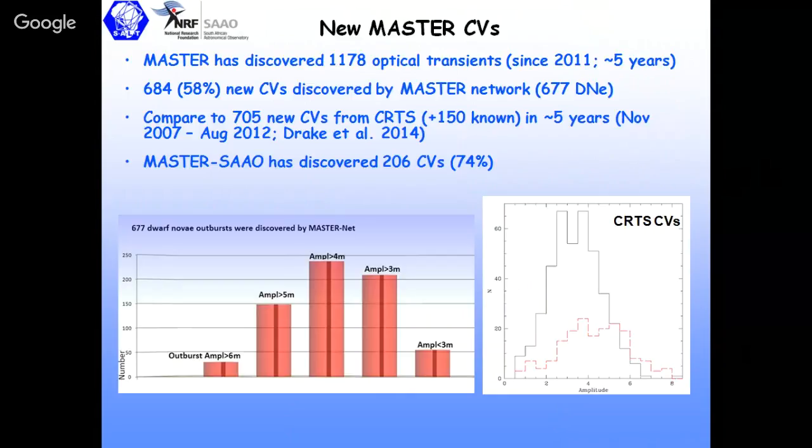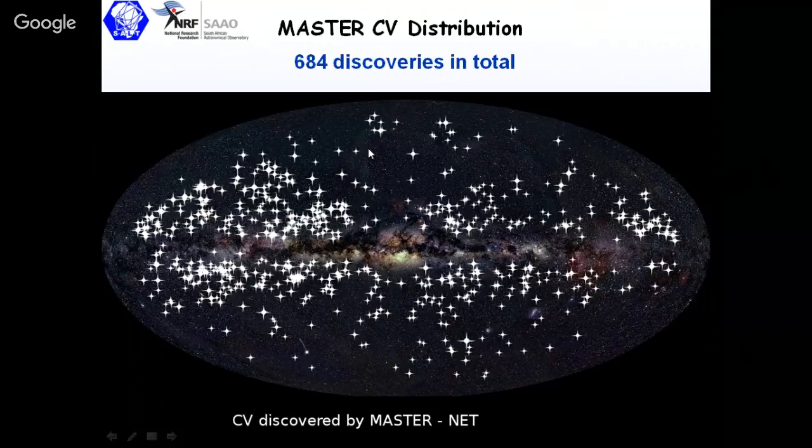And on the right here is a distribution also from the Catalina real-time survey, which shows, I think, quite a similar distribution to MASTER. And the fact that Catalina has now ceased to operate in the southern hemisphere means that MASTER is really the only facility now which is able to continue to discover CVs, apart from maybe facilities like ASAS-SN, which are of course dedicated to supernovae. So here are all the CVs discovered to date. It's a little bit out of date, it's probably more like 750, I guess, but who knows.